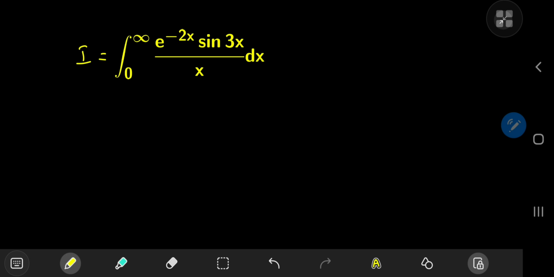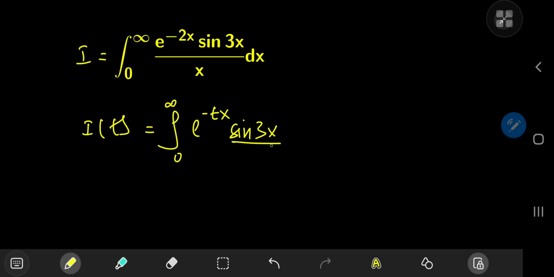Now, problem 2 is something that can be solved using my favorite way to integrate, that is the Feynman way. So we're going to define an integral function I of some parameter t as the integral from 0 to infinity of e to the negative tx times sine 3x divided by x dx.